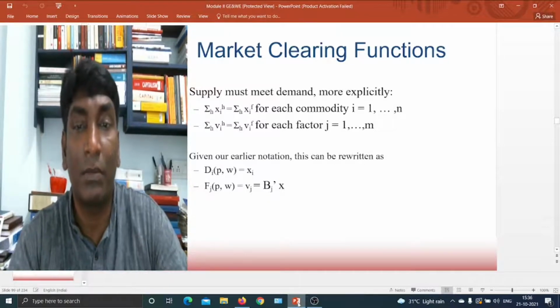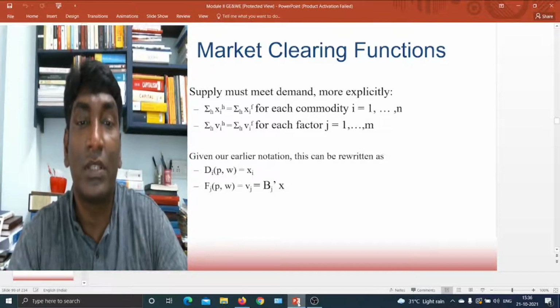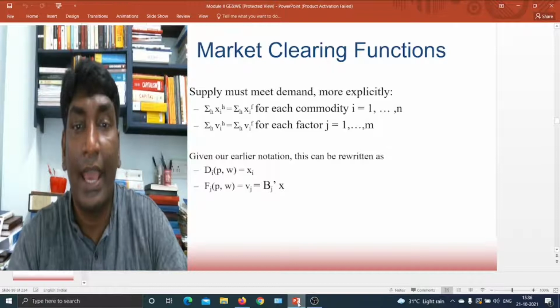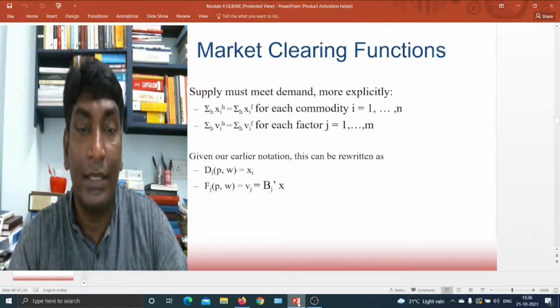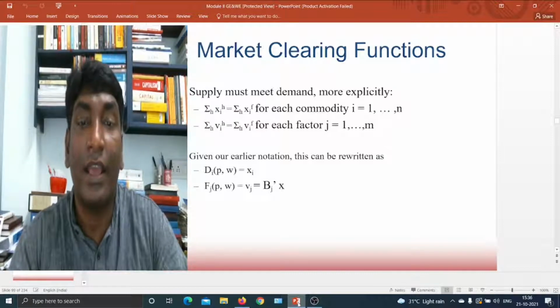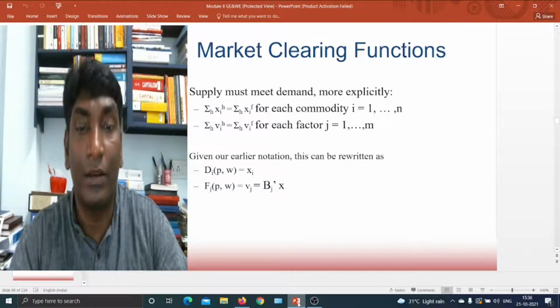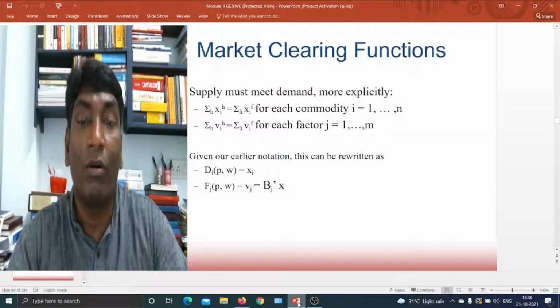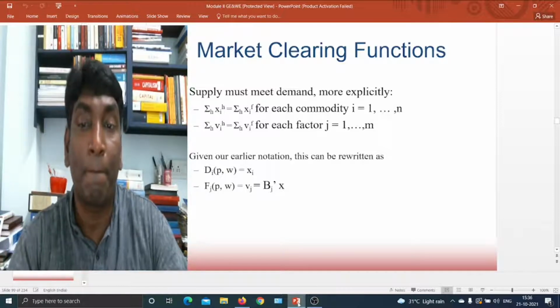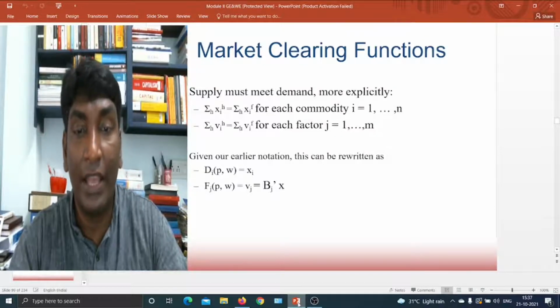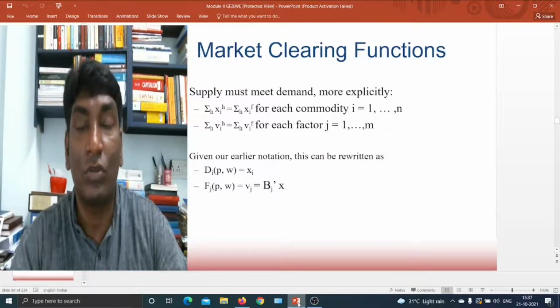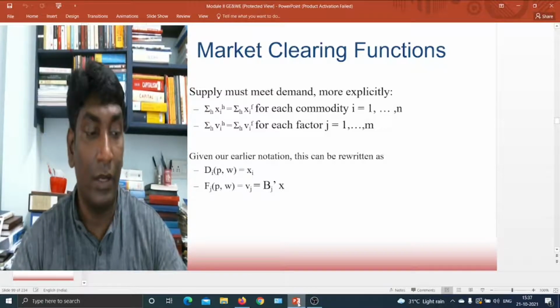That is, supply must meet demand. More explicitly, it is a summation over h of xih, which is equal to the summation of xif for each commodity i, which is 1 to n. That is, there is an individual, if that is the case. Or in the case of factors, the summation over h of vjh is equal to the summation of vjf for each factor j, which is equal to 1 to m.